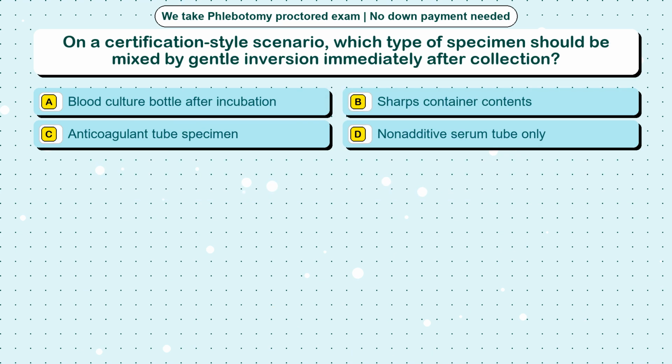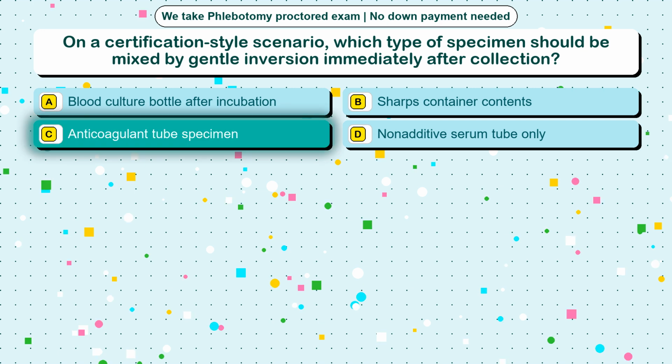Question 29. On a certification-style scenario, which type of specimen should be mixed by gentle inversion immediately after collection? Option A, blood culture bottle after incubation. Option B, sharps container contents. Option C, anticoagulant tube specimen. Option D, non-additive serum tube only. The correct answer is option C, anticoagulant tube specimen.